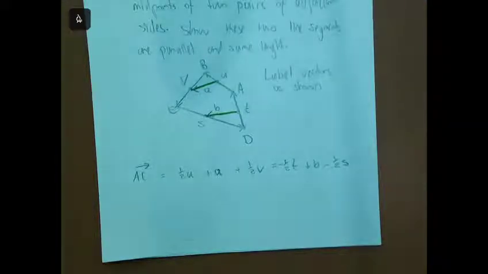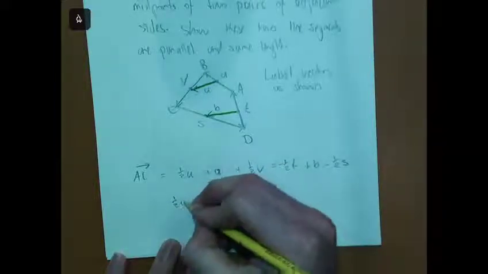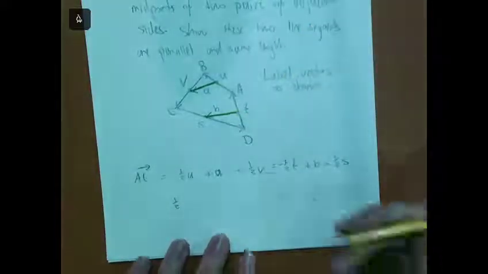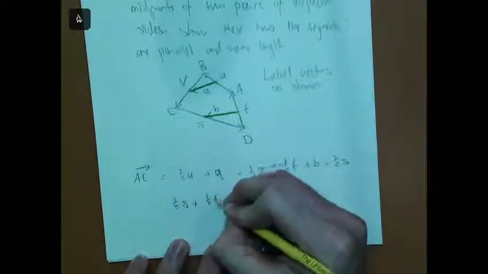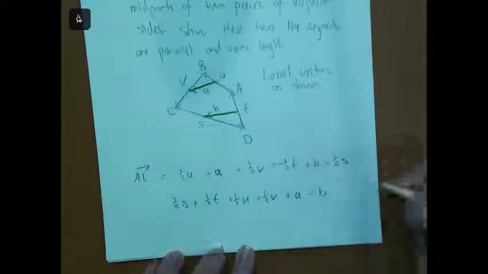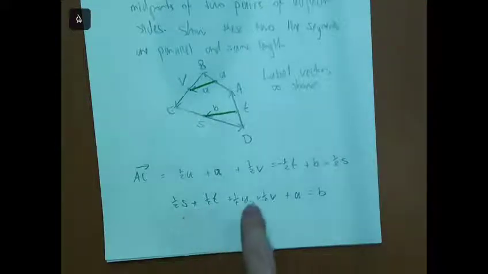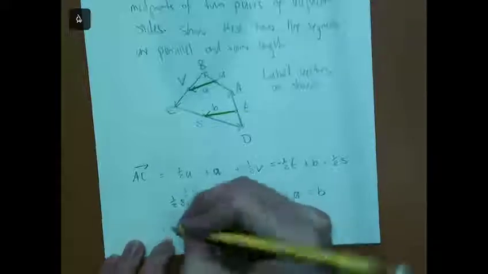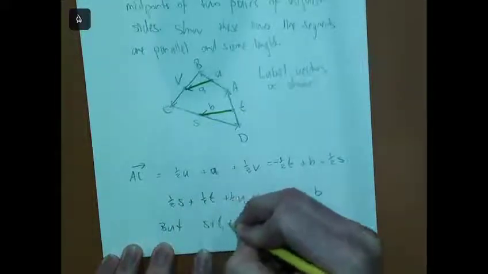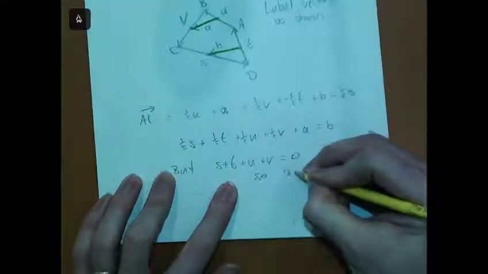But on the other hand, let's see, if I put the minus ones over there, I've got a half of S, and a half of T, and a half of U, and a half of V, plus A equals B. Sweet. And S plus T plus U plus V is all the way around that circle and therefore is 0. Yay! Done.